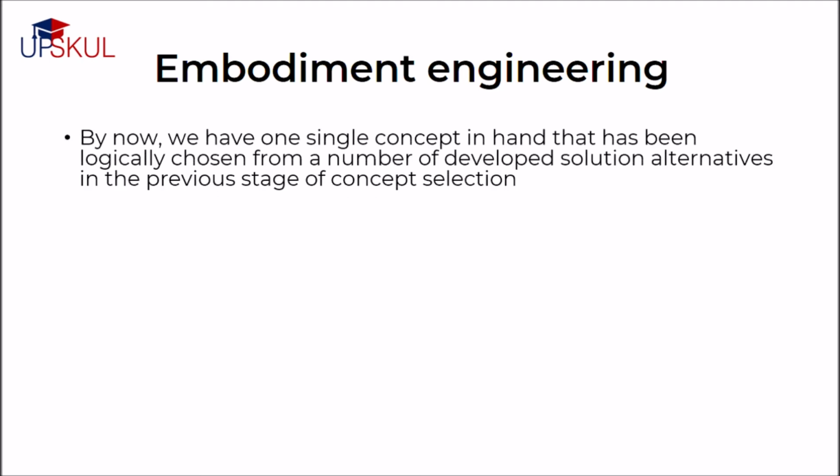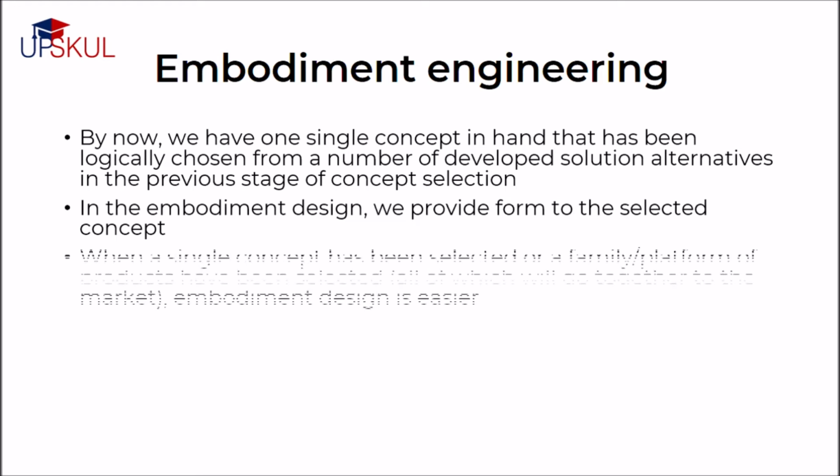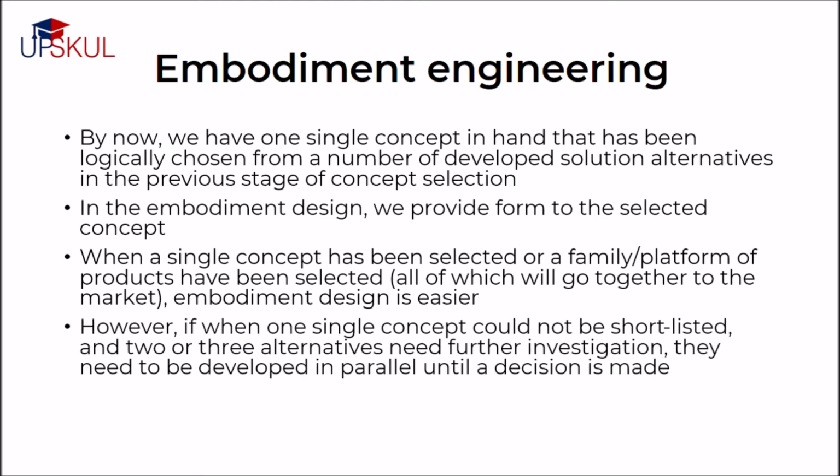Now, coming to the first step of implementation of the concept, that is embodiment engineering or embodiment design. In the embodiment design, we provide form to the selected concept. When a single concept has been selected, or a family of products have been selected, all of which will go to the market together, embodiment design is easier. However, when a single concept could not be shortlisted and two or more alternatives need further investigation, they need to be developed in parallel until a decision is made.